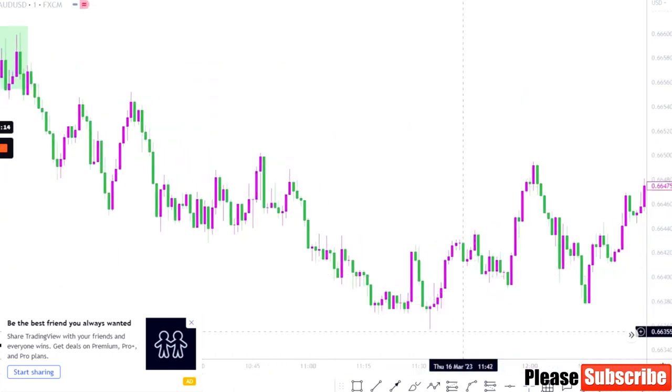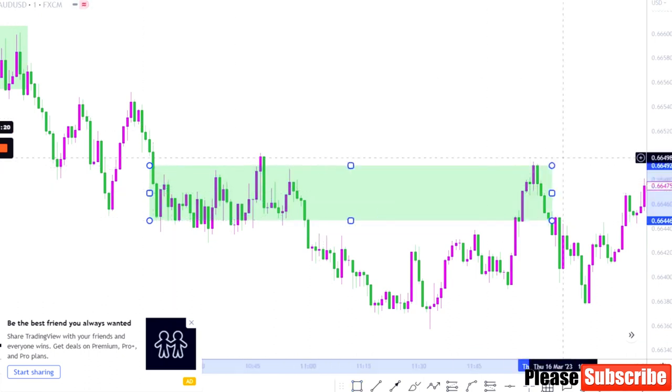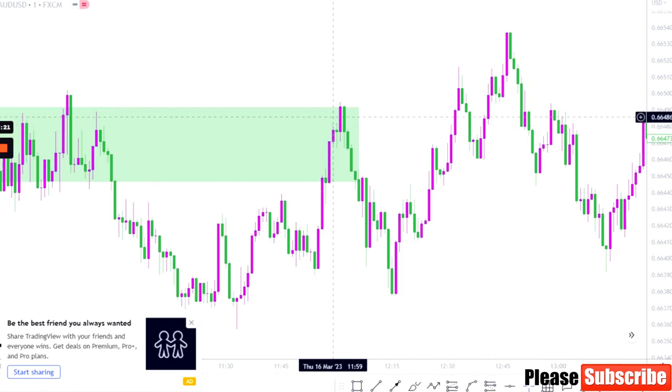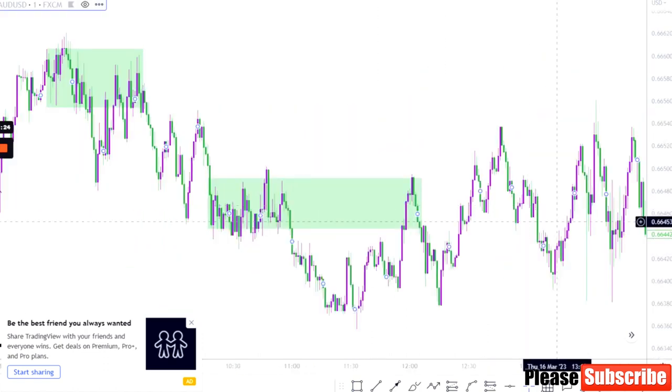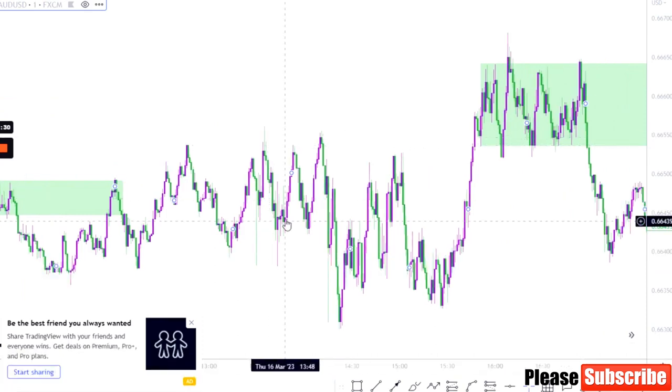Let me take this away, and then we had more zones. You can see we had a drop, the base, and then when the market came in, it sold off. You can see the market came in and then it sold all the way down. Now this is how you spot your supply zones.